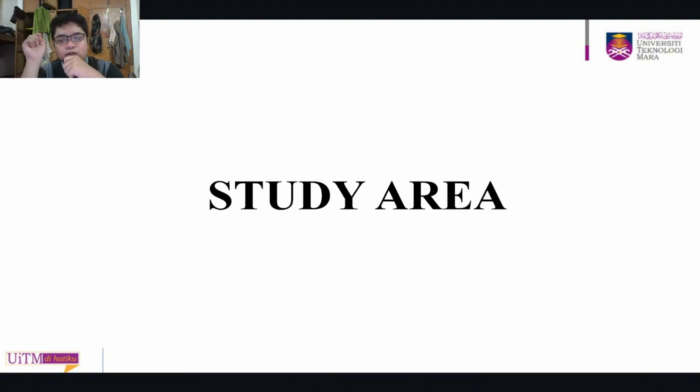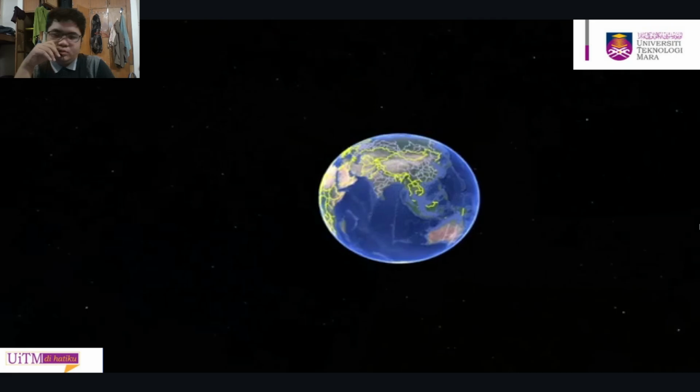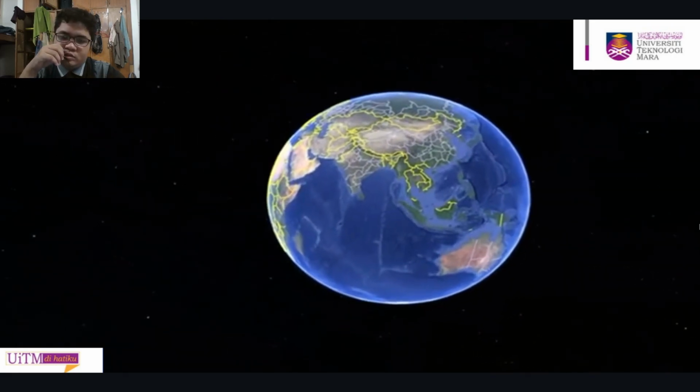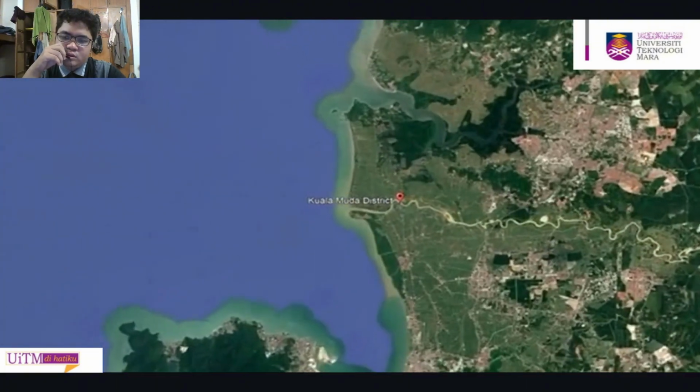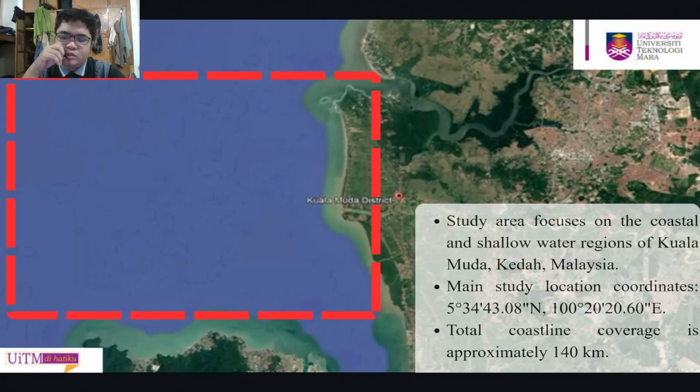So for my study area, this is my demonstration of my study area. Approximately, my coastline is 140 kilometers.